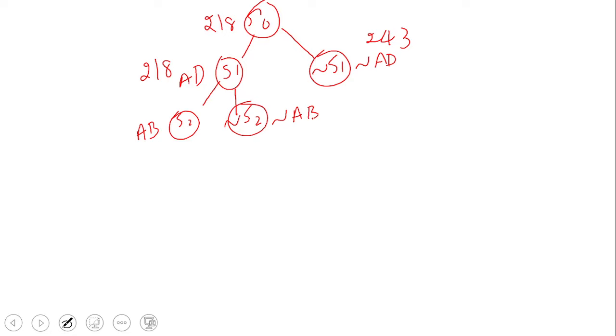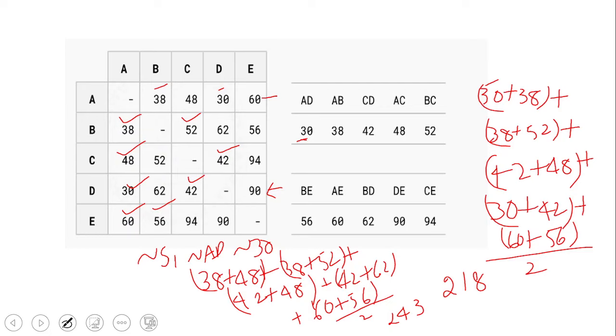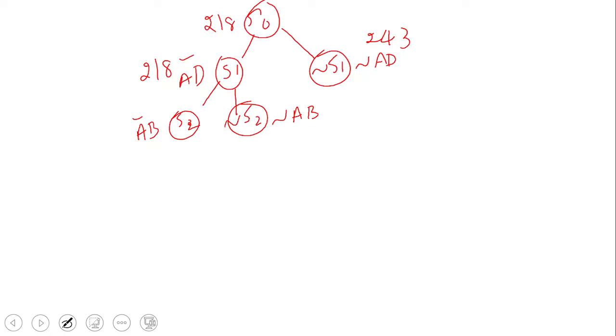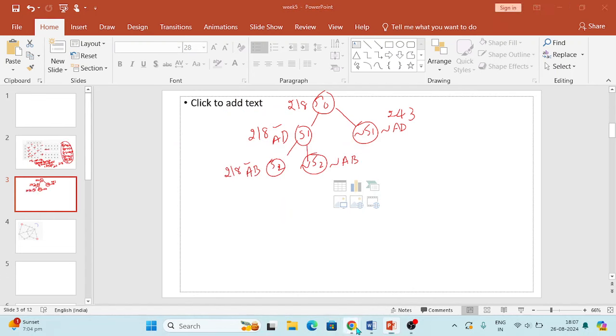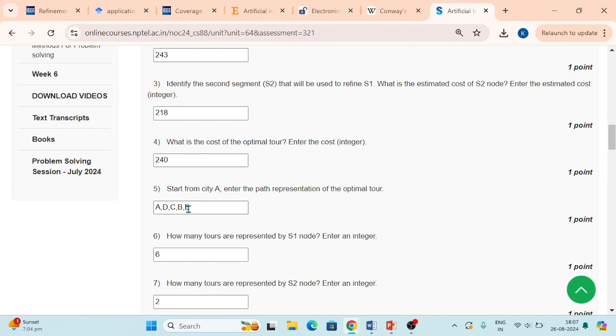S2 means this one, where AD is included and AB is also included. AD and AB both have to be included, 30 and 38. Since we included 30 and 38, whatever we got as 218, we will get here also. So S2 is 218.